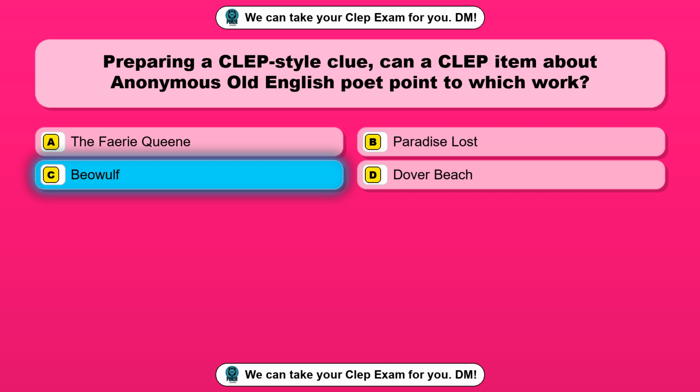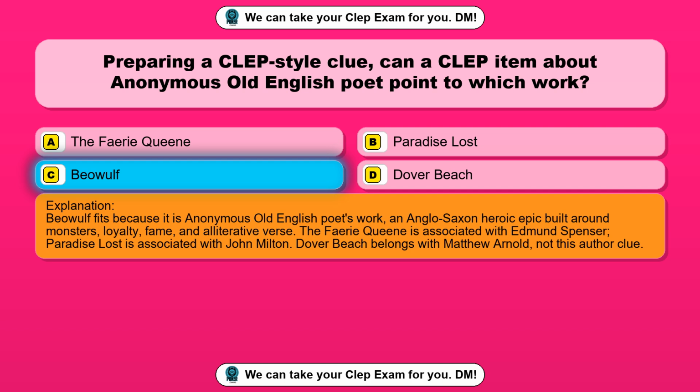Beowulf. Beowulf fits because it is anonymous Old English poet's work, an Anglo-Saxon heroic epic built around monsters, loyalty, fame, and alliterative verse. The Fairy Queen is associated with Edmund Spenser. Paradise Lost is associated with John Milton. Dover Beach belongs with Matthew Arnold, not this author.